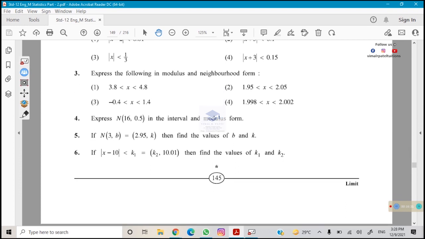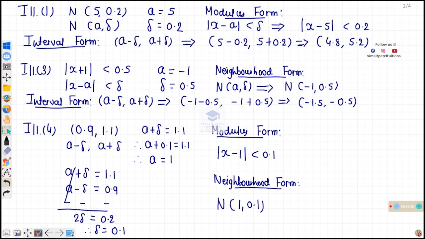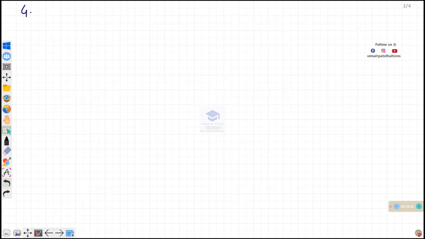See, in exercise 4.1, sum number 5 and sum number 6. N of 3, b is equal to the interval 2.95 to k. Find values of b and k.